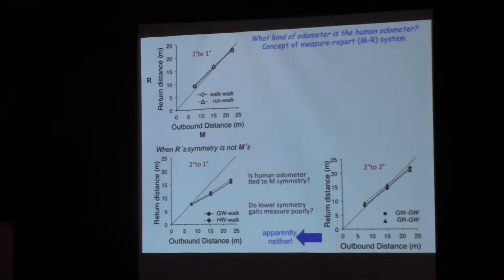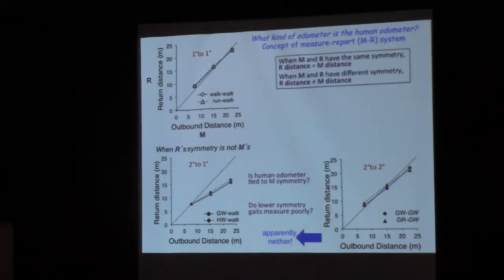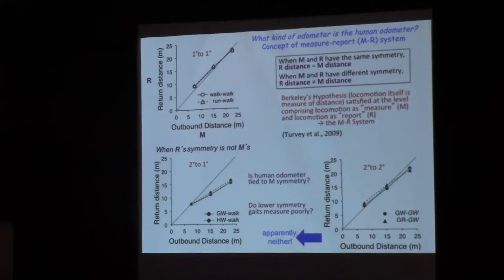One more time with feeling. We're looking at a strange appreciation of how to get around that's exhibited by probably all legged organisms. That is to say, there are gaits that are to be had, and you can move by virtue of them, but they have odometric consequences. These are very strange rulers that nature is using. When M and R have the same symmetry, R distance equals M distance. When M and R, measure and report, just to be redundant, have different symmetry, then R distance does not equal M distance. Here we are at Berkeley. Berkeley's hypothesis: locomotion itself is the measure of distance.